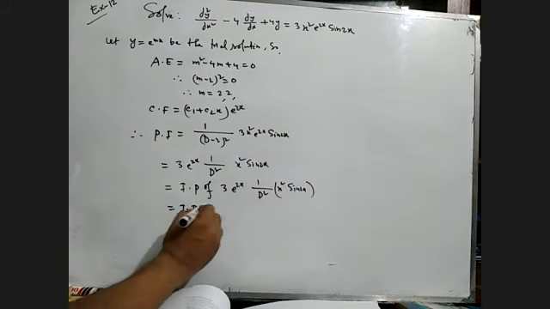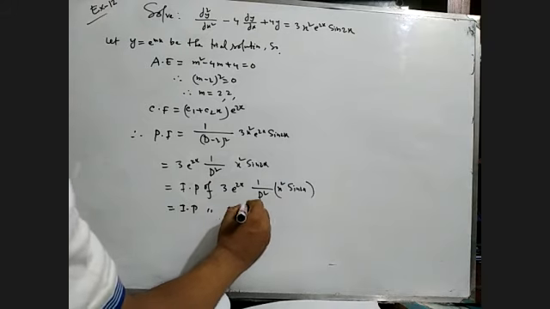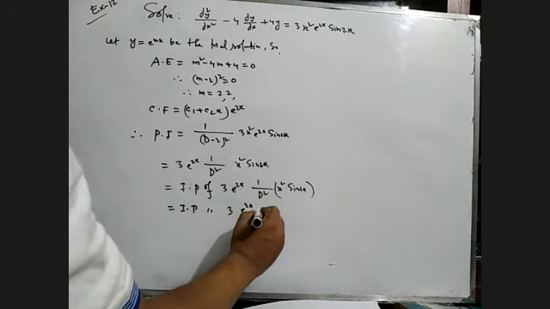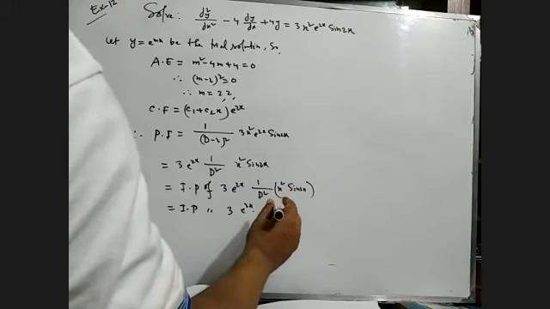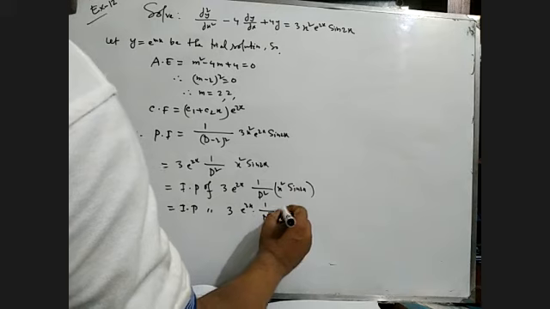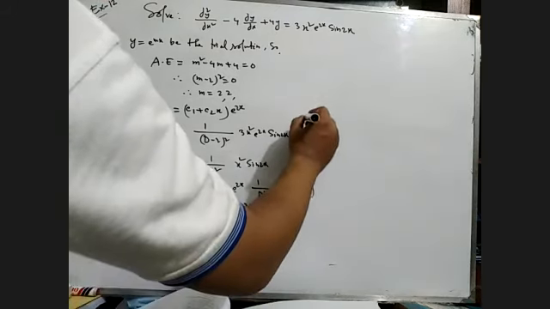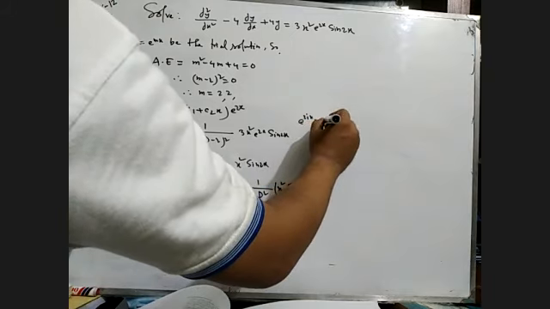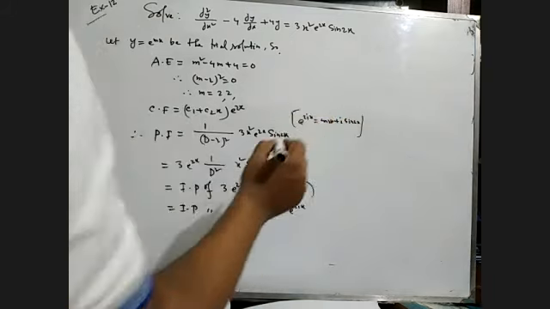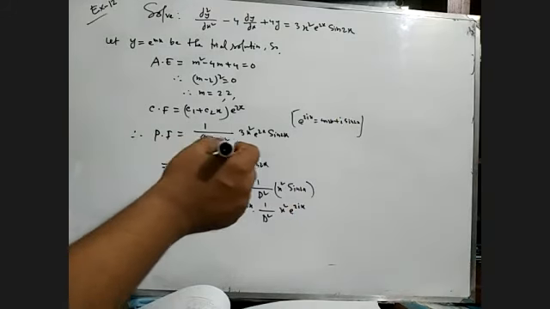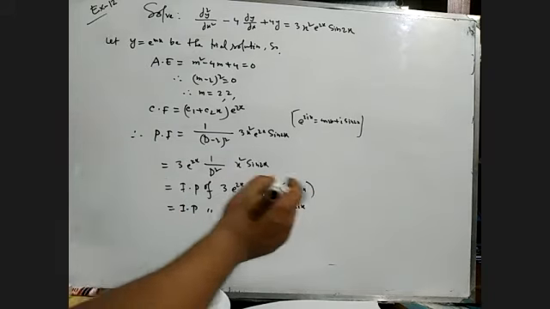Imaginary part of 3 e to the power twice x into 1 by D square x square e to the power twice ix, because e to the power twice ix equals cos twice x plus i sin twice x. This is the formula of a complex number in polar form and exponential form.